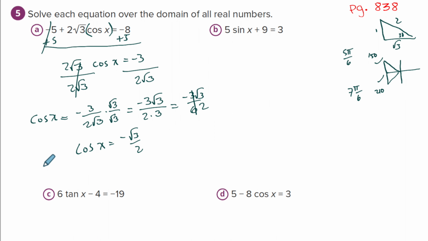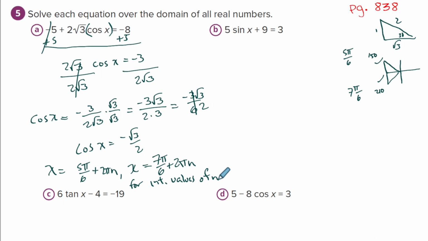But how do I write that? So x will equal 5 pi over 6. But remember, there's periodicity of this. It just repeats over and over every 2 pi. So I'm going to write plus 2 pi n. And I'm going to write x equals my other solution here, 7 pi over 6 plus 2 pi n, because it repeats over and over again. And then technically we should write for integer values of n. Integer values of n. Boom. We're done with part A.